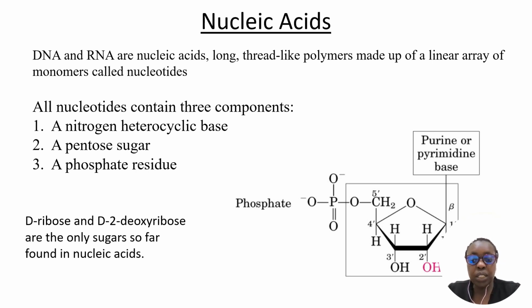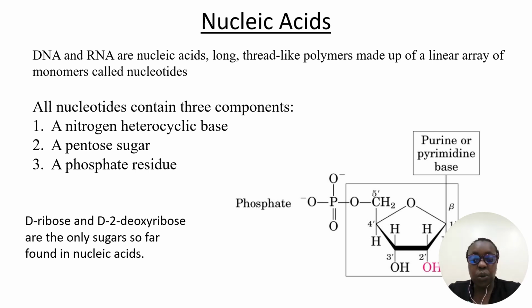We have a sugar, which is a 5-carbon sugar as we had mentioned, which we call ribose. It can be either ribose or deoxyribose depending on whether the nucleic acid is DNA or RNA. In addition to the sugar, we have a phosphate group and a purine or a pyrimidine base.